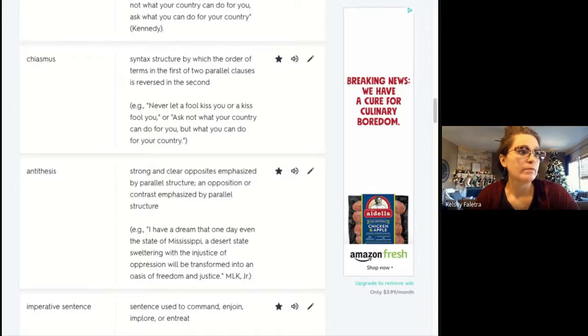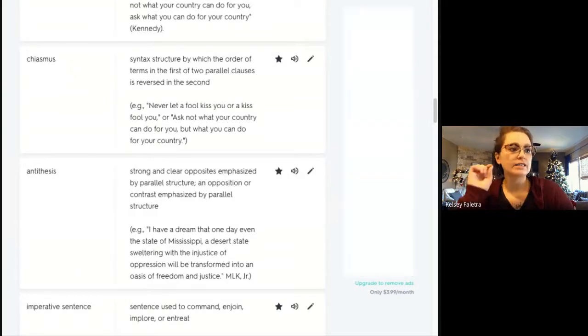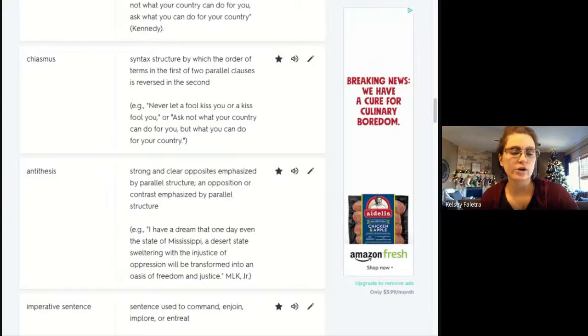And then antithesis is when there are strong and clear opposites, emphasized again by parallel structure. And the best way to understand this is with an example. "I have a dream that one day, even the state of Mississippi, a desert state sweltering with the injustice of oppression, will be transformed into an oasis of freedom and justice." So in this particular example of antithesis, we have a desert state and oasis as opposites, injustice and freedom, and then oppression and justice. And they are juxtaposed together through this syntax, right? And that's what an antithesis is.